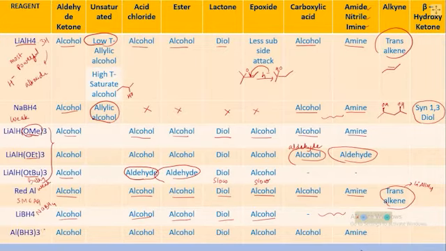Aluminium triborane. This is also similar to lithium aluminum hydride. It reduces aldehyde or ketone to alcohol. Acid chloride is reduced to alcohol. Ester is reduced to alcohol. Lactone is reduced to diol. Epoxide is reduced to alcohol. Carboxylic acid is reduced to alcohol. Amide, nitrile or imine is converted to amine. This is similar to lithium aluminum hydride. Now let's get to another page.